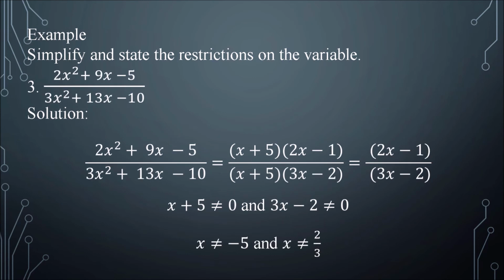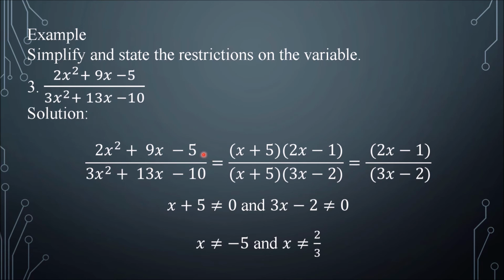The last example. Simplify and state the restrictions on the variable: 2x squared plus 9x minus 5 divided by 3x squared plus 13x minus 10. So first, let's write the example, that one.